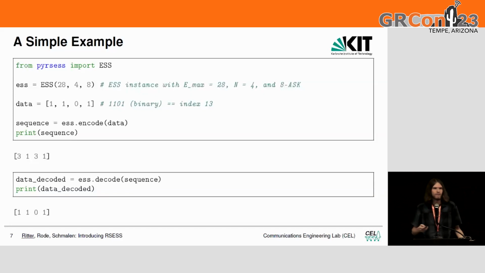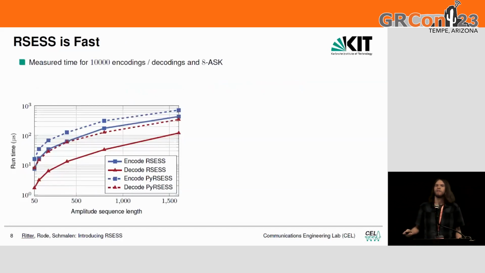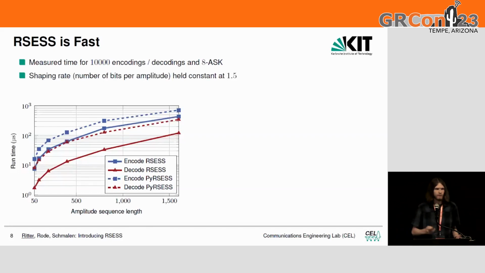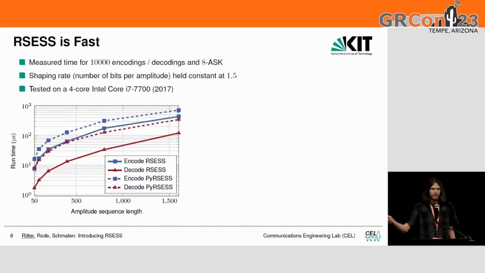For example, normal simulations will entail many, many more transmissions. So what we did is we simulated or measured the time for 10,000 encodings or decodings. We also kept the shaping rate constant so that we could compare different amplitude sequence lengths. Shaping rate is the number of bits transmitted per amplitude. And we tested all of this on an i7 from 2017. You can see the length of the amplitude sequences on the x-axis and the time for one call of the encode or decode method on the y-axis.